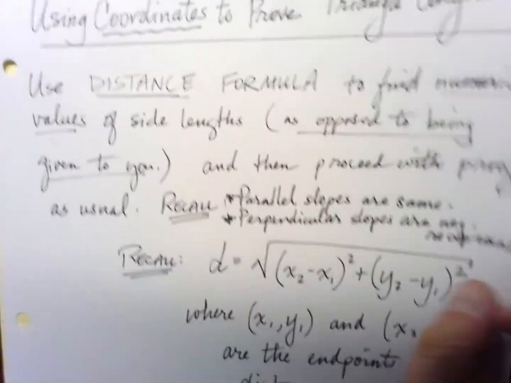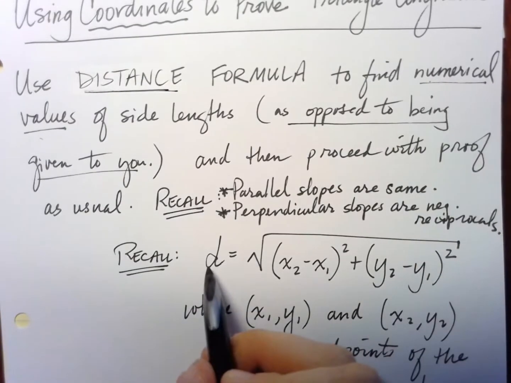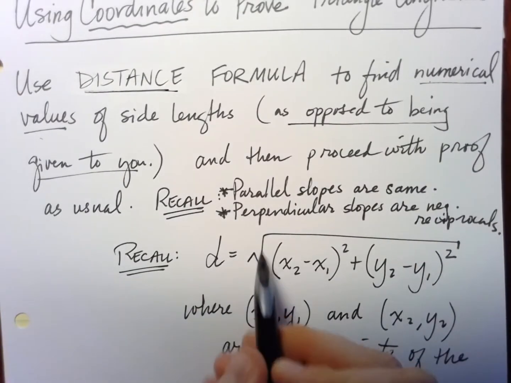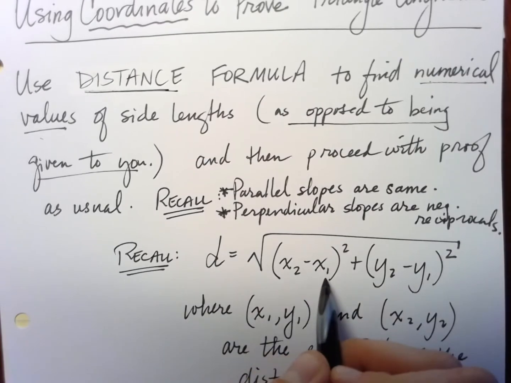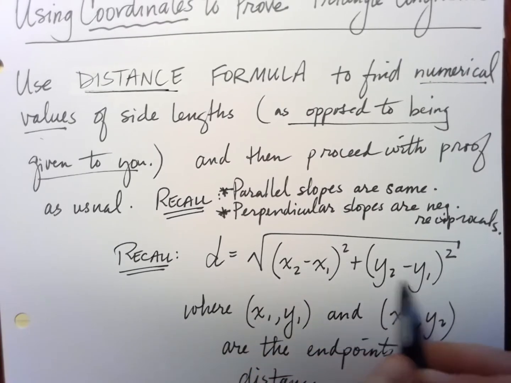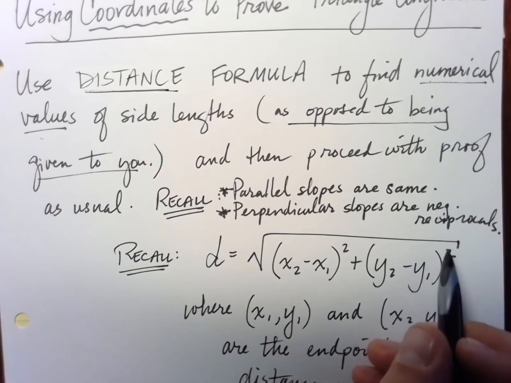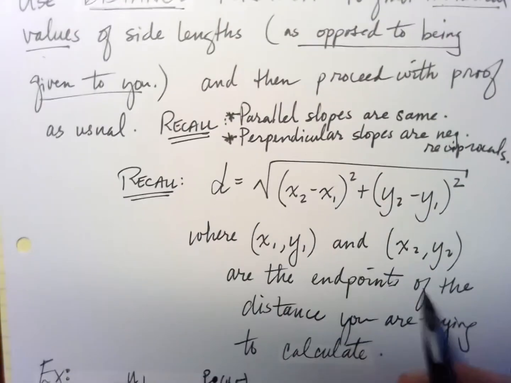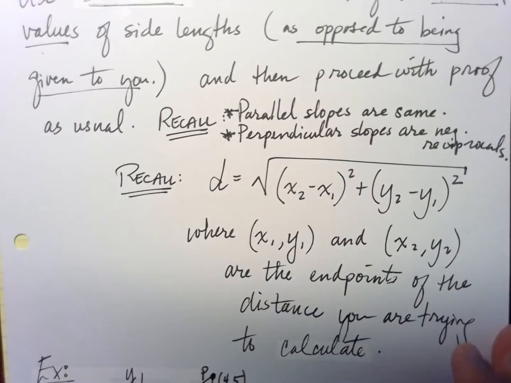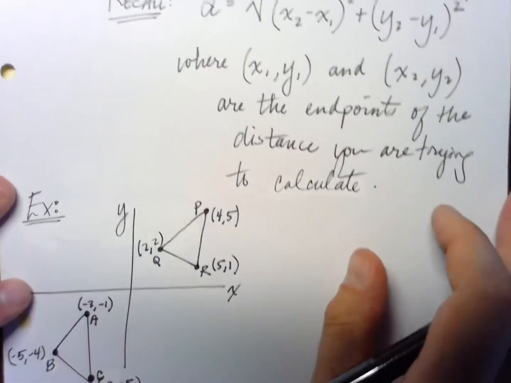Also recall that the distance formula says that the square root, this big square root, of the difference in the x's squared plus the difference in the y's squared, that's the distance between 2 points, where x1, y1 and x2, y2 are the endpoints of the distance you are trying to calculate. Okay? So let's look at a very basic example.